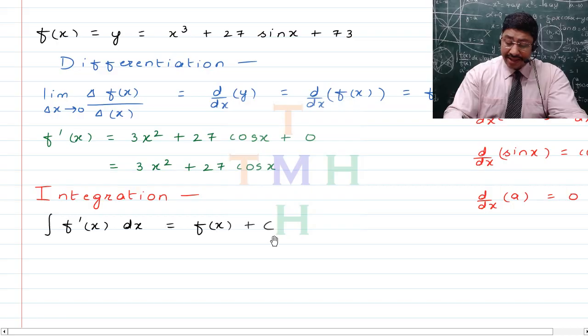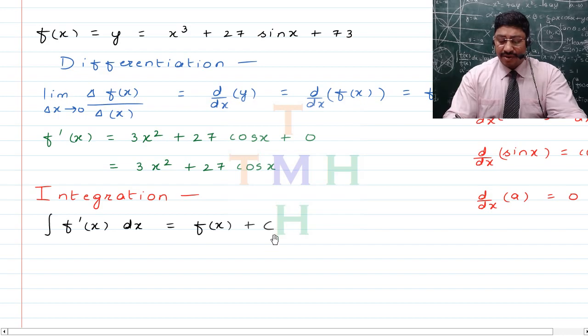And why do we write this constant of integration plus c? That is because we have lost some constants in the process of differentiation, and in place of these constants, actually we have this plus c, which represents the constants which have been lost in the process of differentiation.